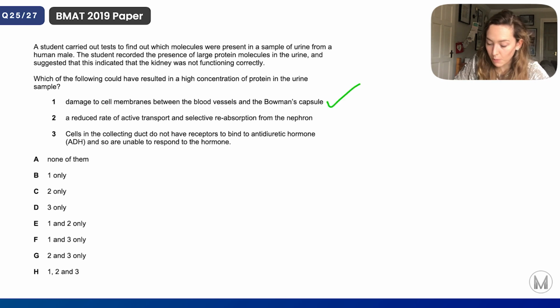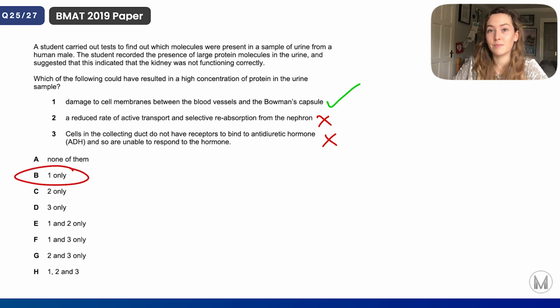There is damage to the cell membranes between the blood vessels and the Bowman's capsule. It's allowing molecules through that should not be allowed through. Now, because I've just stated that this is purely an ultrafiltration issue, it's not going to be related to any other aspect. So statements 2 and 3 are incorrect because they relate to other concepts. The reduced rate of active transport in selective reabsorption, that's not to do with filtration of the Bowman's capsule, and statement 3 is to do with the collecting duct. Again, not to do with ultrafiltration. Therefore, we can see here that the answer is B, statement 1 only.